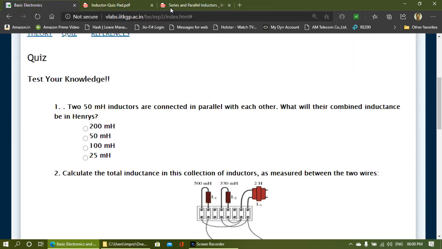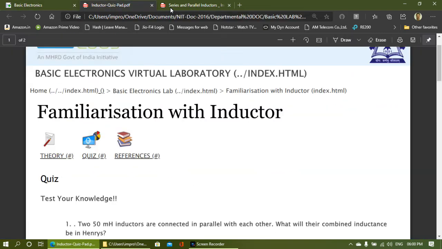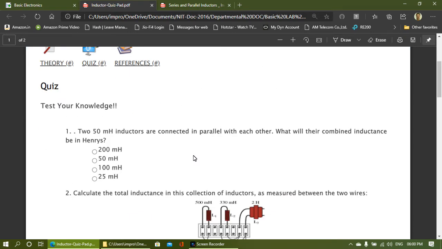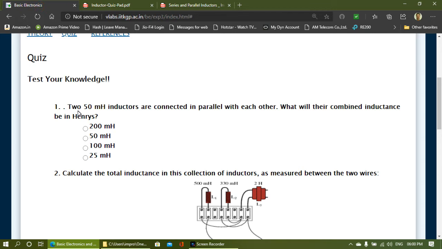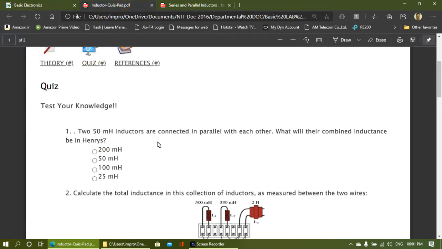So this is your actual live page, and this is calculated. Your first question in the live page: two 50 millihenry inductors are connected in parallel with each other. What will their combined inductance be in henries?